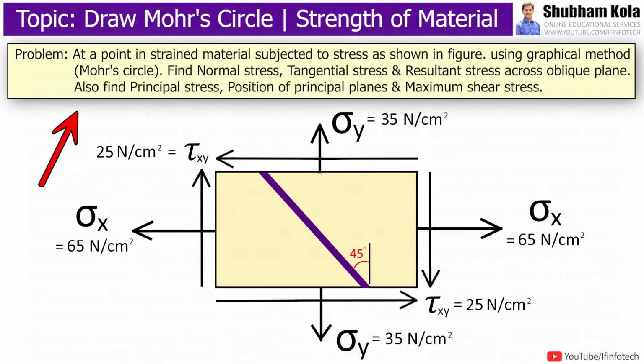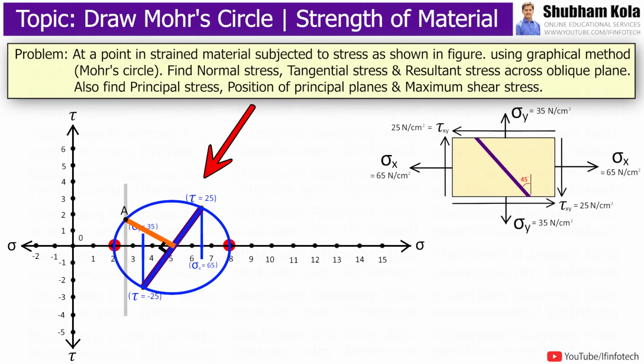Here the statement is: at a point in a strained material subjected to stress as shown in the figure, using the graphical method, find normal stress, tangential stress and resultant stress across the oblique plane. Also find principal stress, position of principal planes and maximum shear stress.